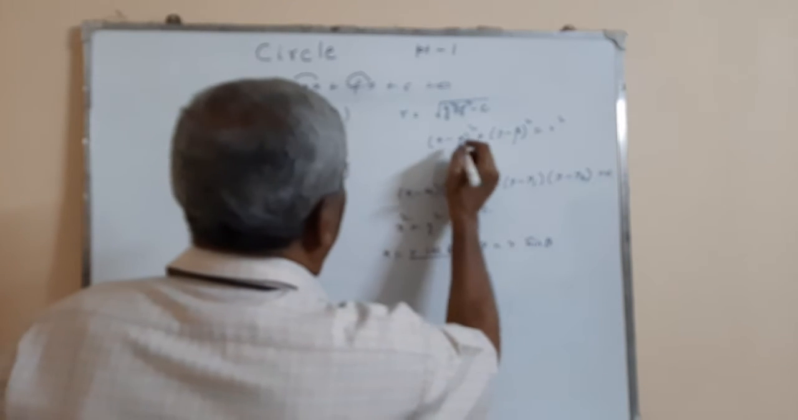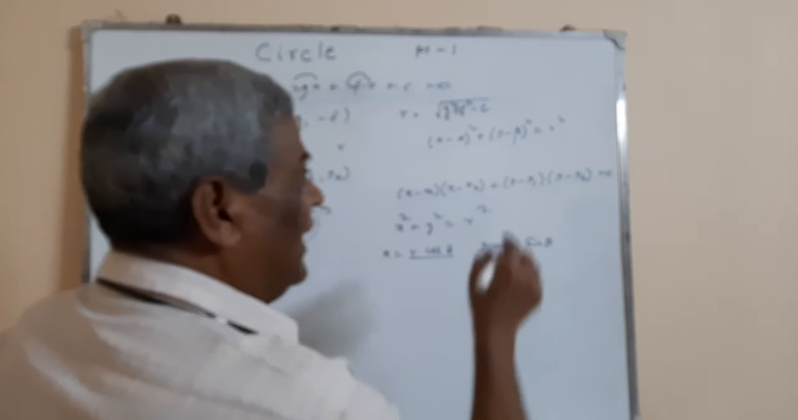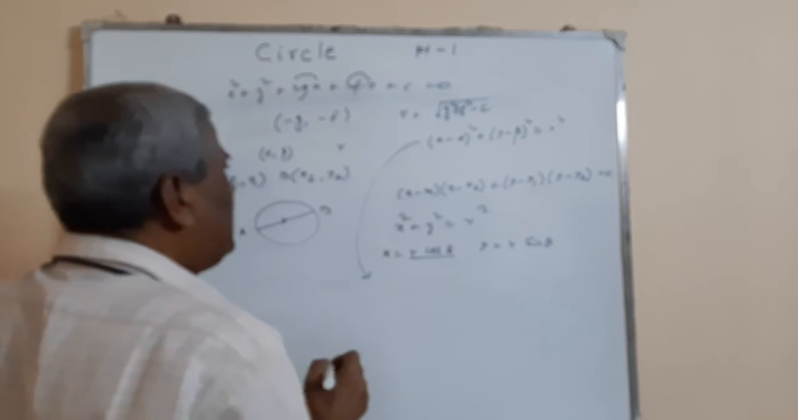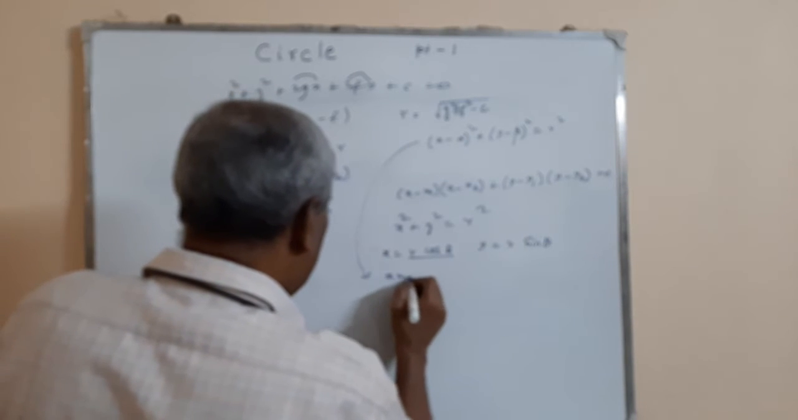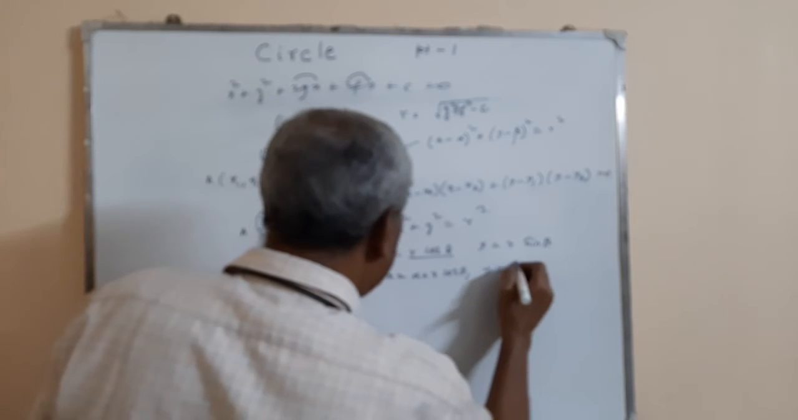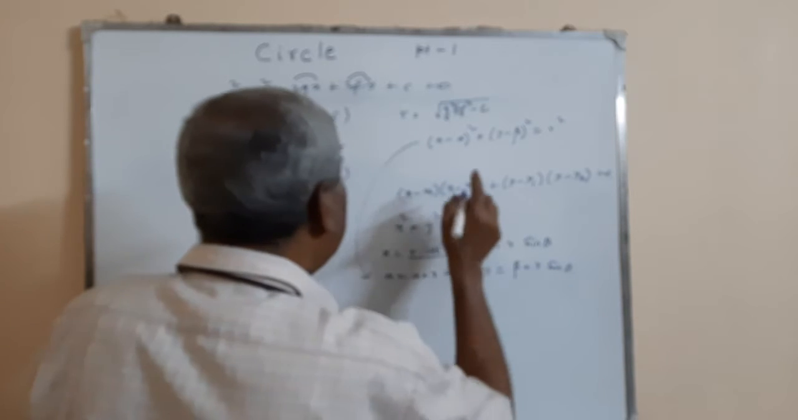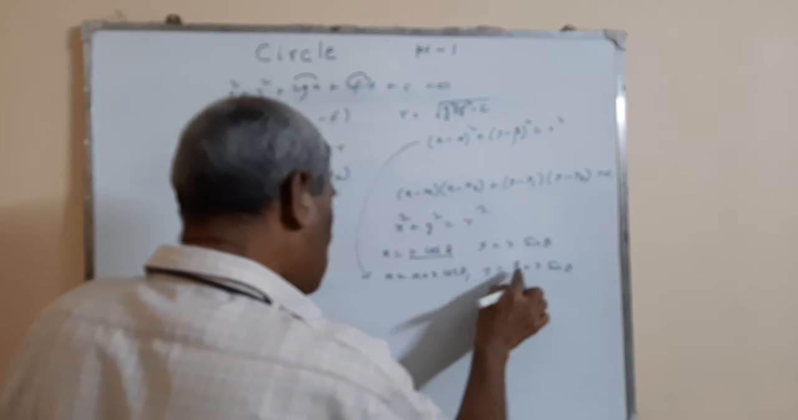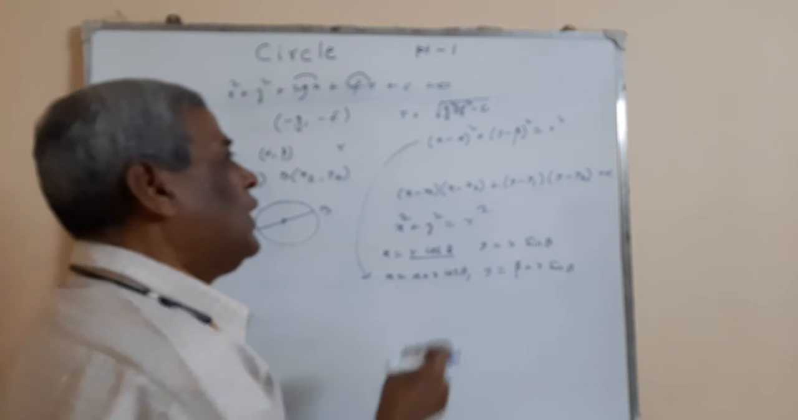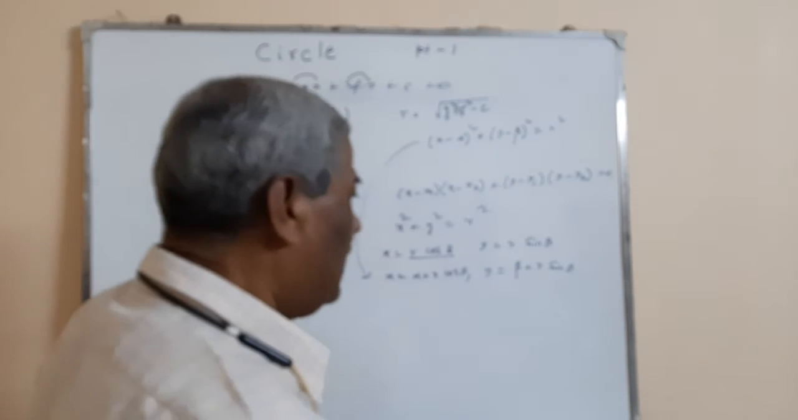Similarly, for a circle whose center is at alpha, beta and radius is r, its parametric coordinate is x is equal to alpha plus r cos theta and y is equal to beta plus r sin theta. Here you see alpha and beta are known quantities, r is a known quantity. So once again, any point x, y on the circle can be expressed only in terms of the single variable theta.